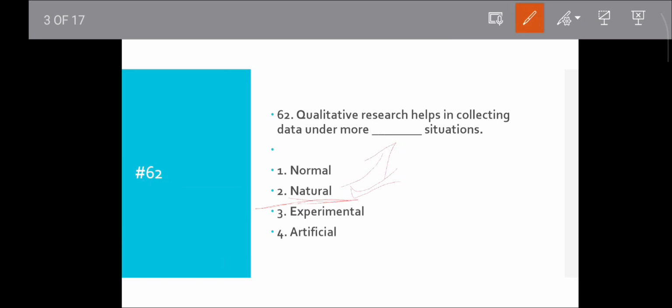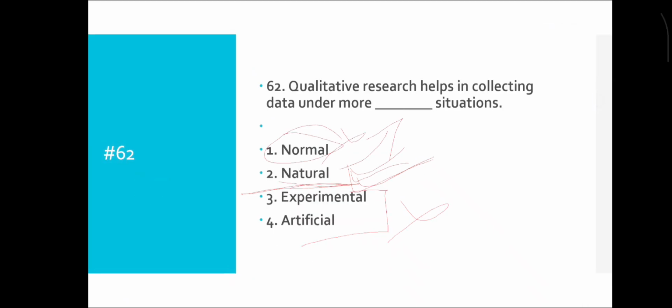Then experimental or artificial, related to what? Quantitative research. So normal is not a technical research term. So this is related to quantitative, and this is related to qualitative. Natural setting is most important for qualitative research in collecting data. Okay. Move to the next question.